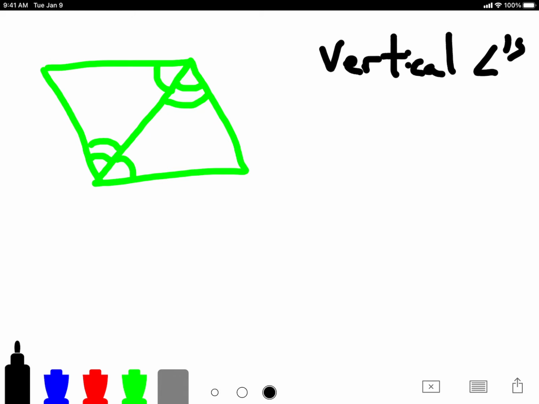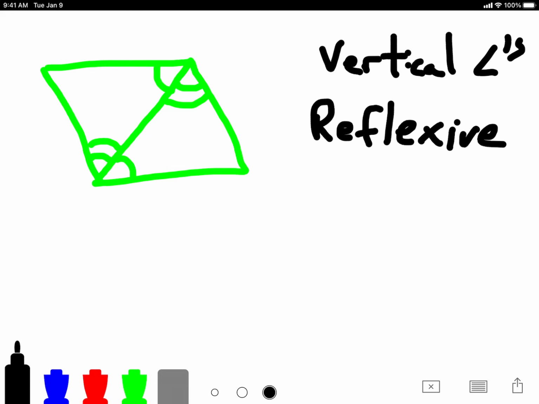The next thing that we can look for, we've talked about this before, is reflexive sides. Sides that are the same for both triangles. And then one of the other things we want to make sure we look for, well, let's just leave it with those two for now. I'll keep you updated as we run into the others. So we don't have any vertical angles. Do we have any reflexive sides? Do we have any sides that are shared for both triangles? We do. It's right here.